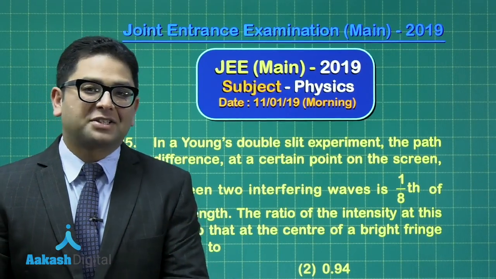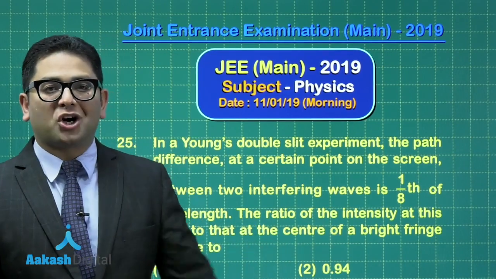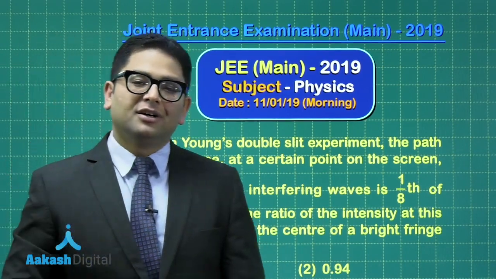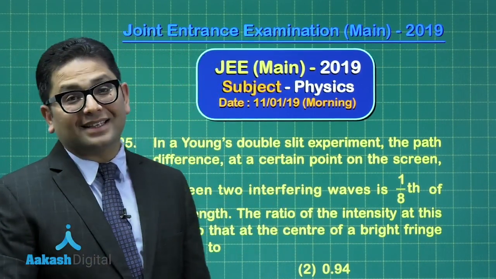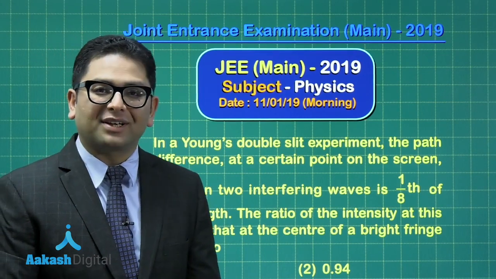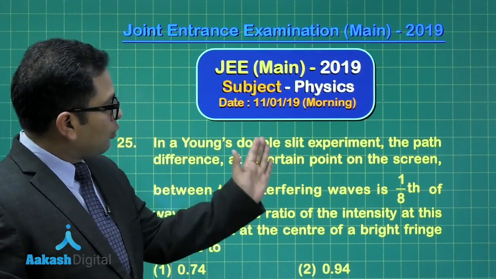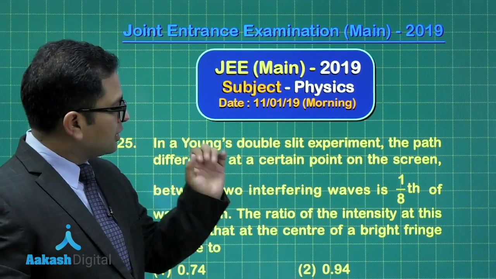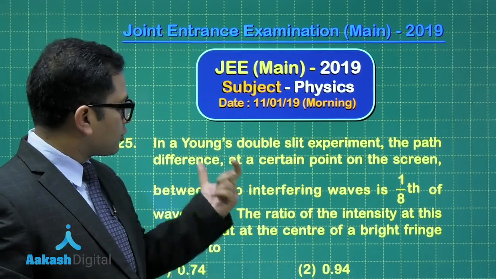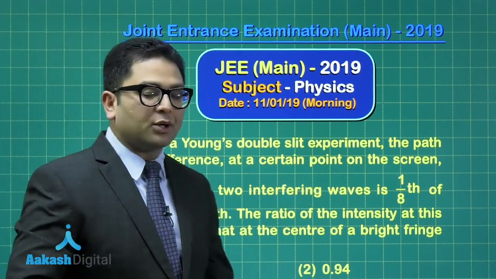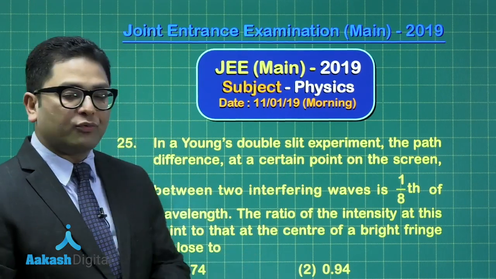Proceeding forward, it's the 25th question that we are going to solve, and it has been brought from the topic YDSE, interference, wave optics. So in a YDSE, the path difference at a certain point on the screen between two interfering waves is 1/8 of the wavelength.